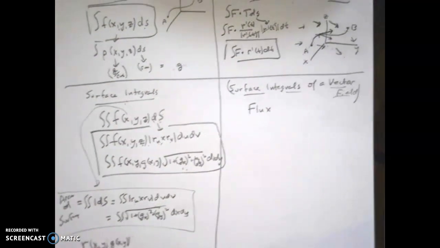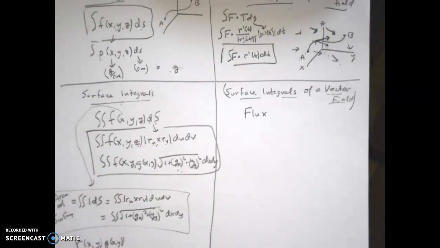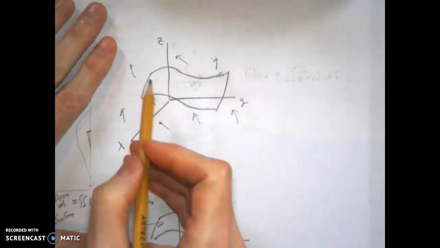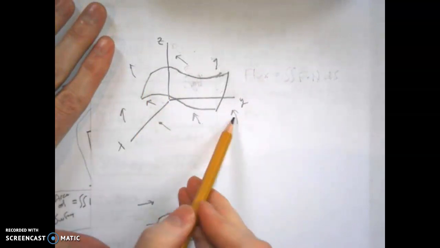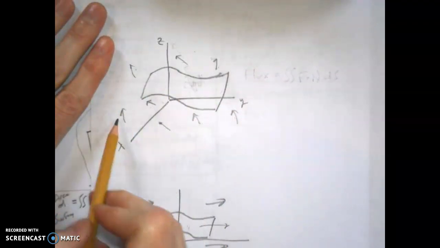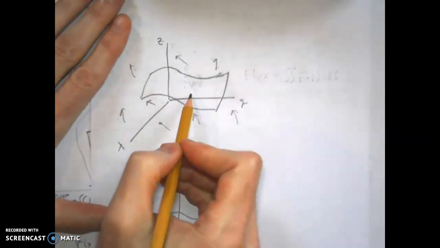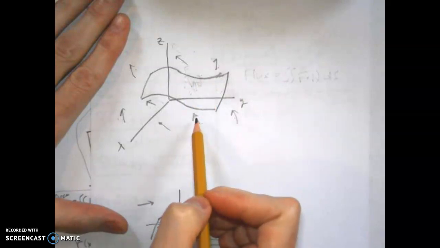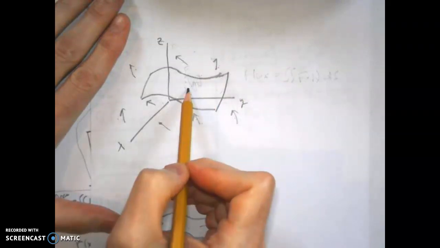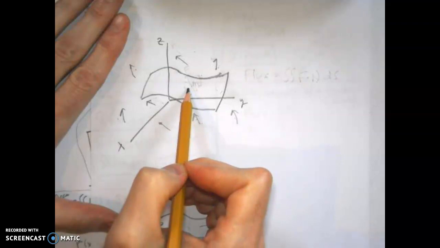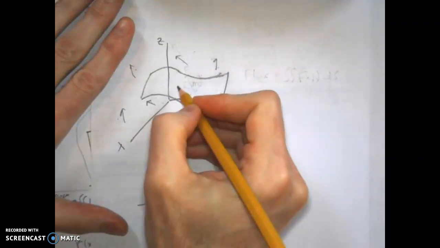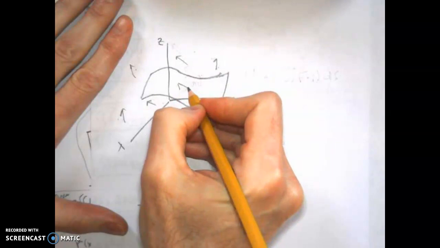Now let's talk about flux, a surface integral of a vector field, and what that means. Okay, so now I'm going to look at this picture over here. Let's say we've got this surface and these vectors represent the vector field. We want to know how much of this flow is passing through this surface. Well, we're not going to take a dot product of the vector field with a tangent to this surface. That wouldn't make sense. So we're going to take a tiny little ds.